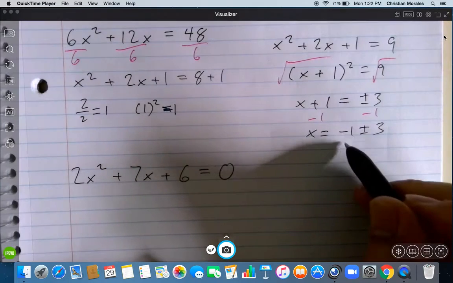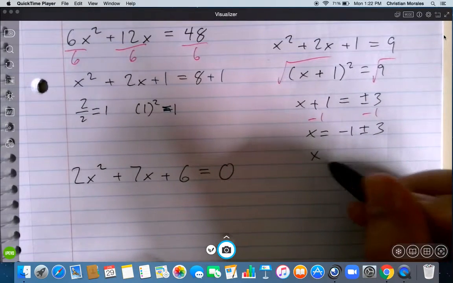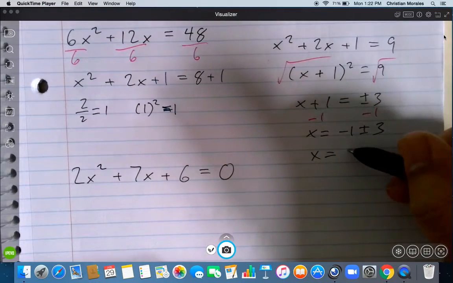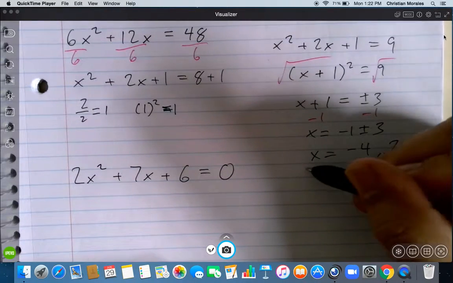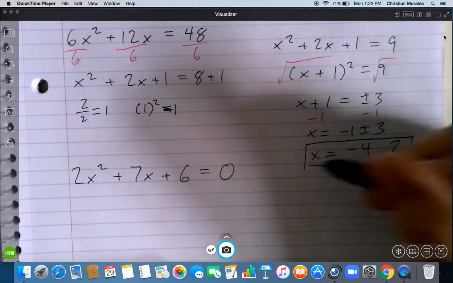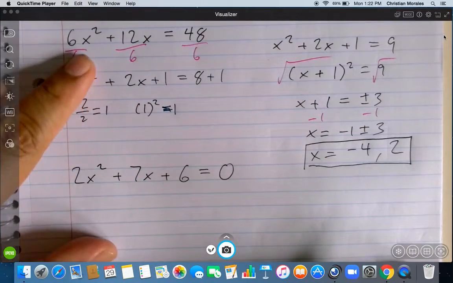My two answers, let me do the minus one first. Negative 1 minus 3 is negative 4. Negative 1 plus 3 is 2. Those are my answers. So those are the answers for x right here.